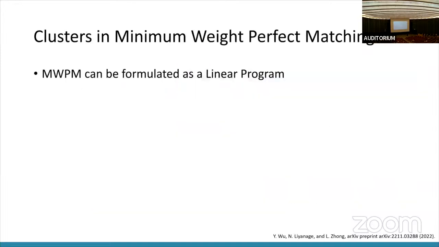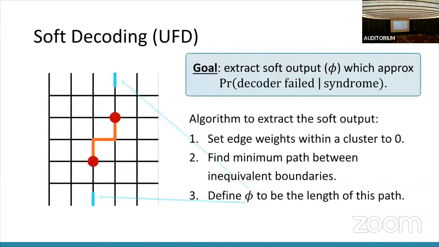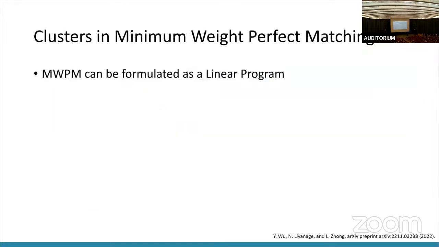Okay, so this makes sense for union find because the clusters in union find, even though you can't see them, are extremely important and a crucial step in the algorithm. But for minimum weight perfect matching, it's not clear what a notion of clusters might be. But there is this work by Yo done in 2022 where he found this analogous cluster idea in minimum weight perfect matching.